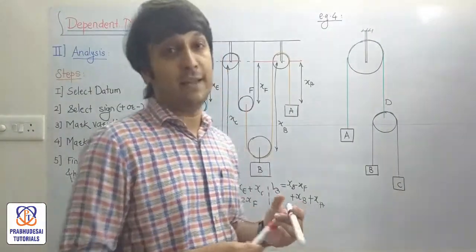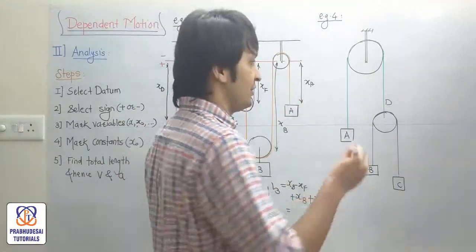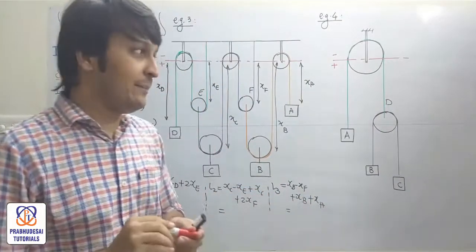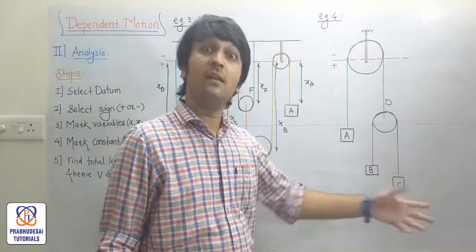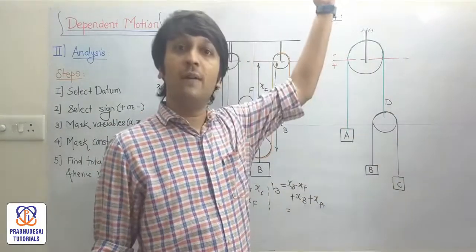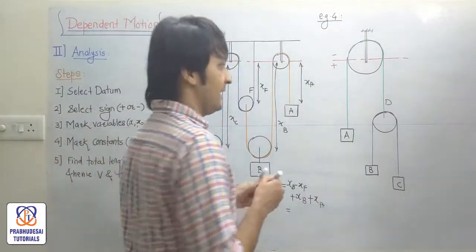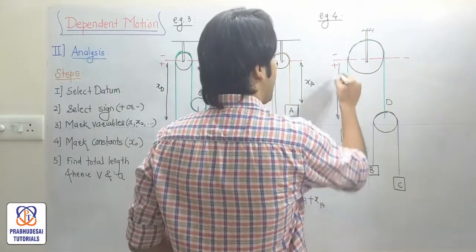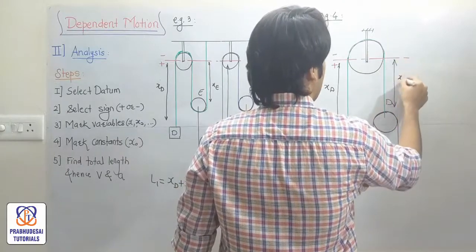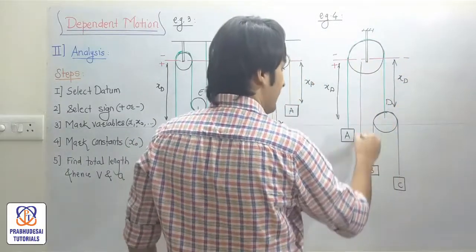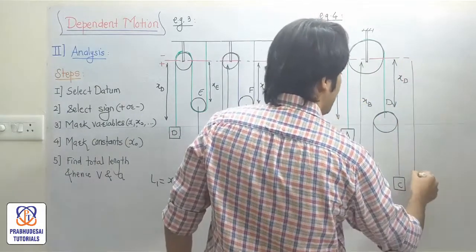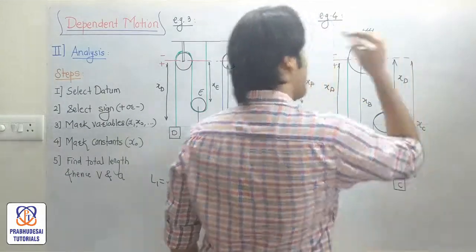Again select the datum line. String parts are vertical. Select a horizontal datum line. So this will be the datum line, plus and minus. Now tell me, are these objects moving? Yes, this complete set will move up and down. If you pull this down, this will move up. Let us mark variables. What are the variables? This is XA, correct? This is XD. Why is this XD? Because it will move up and down. What is this? This is XB. And what is this? This is XC. So we got it like this.